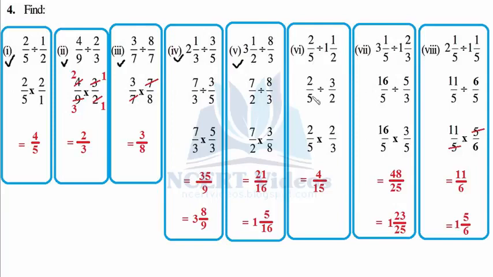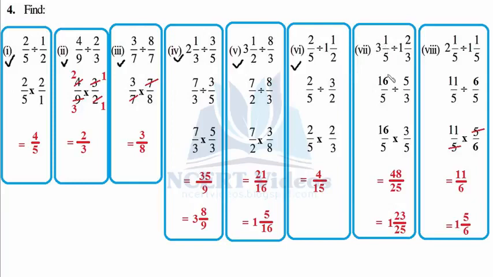Now here 2 by 5 as it is, divided by 2 ones are 2 plus 1, 3 by 2. So you cannot cut it here. Do not make this mistake. You have to cut only when you convert it into multiplication, as you do here. So 4 over 15 is your answer.